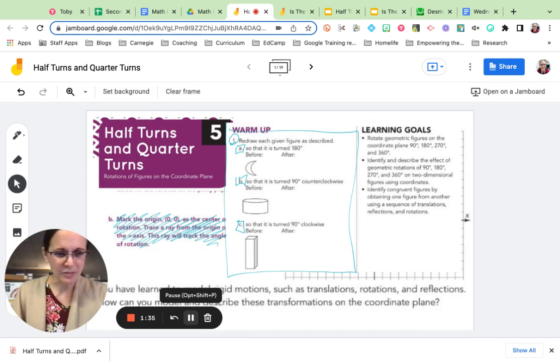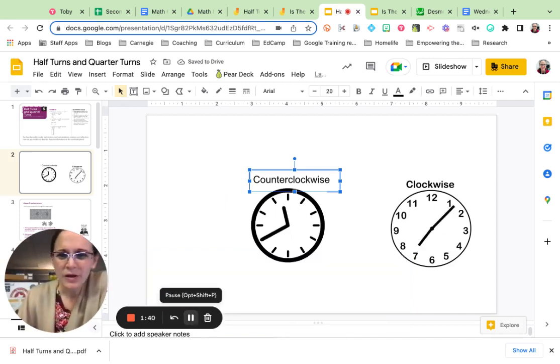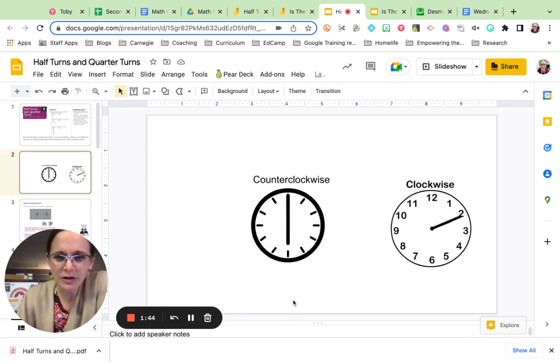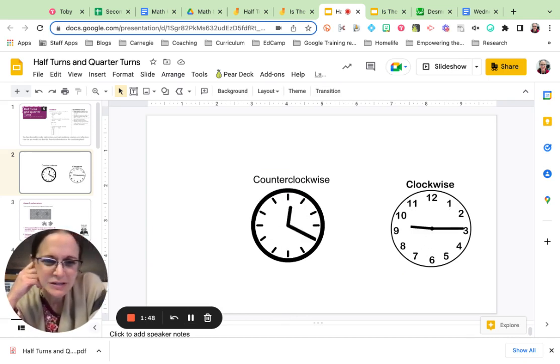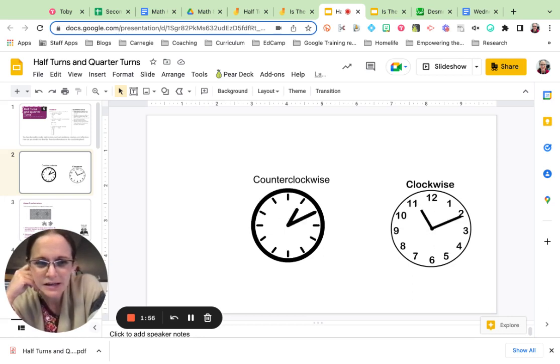Well, you've hit play, so that must mean that you are ready to talk about the warm-up. Before we really dig into this warm-up, you probably want to know the difference between clockwise and counterclockwise. These two GIFs, whatever you want to call them, illustrate the difference between clockwise and counterclockwise. Take a second and look at them.